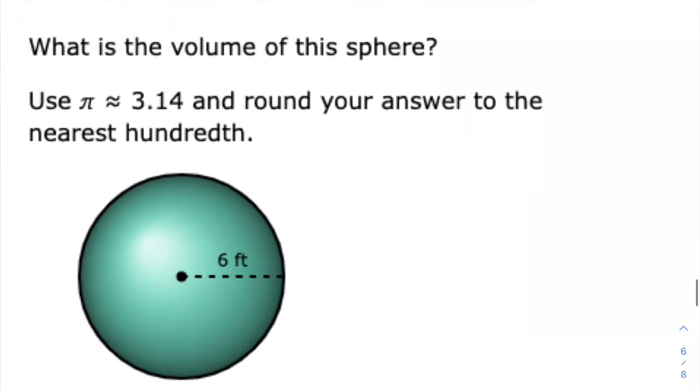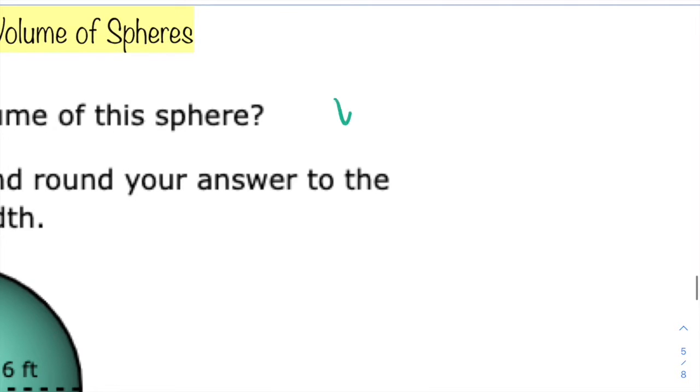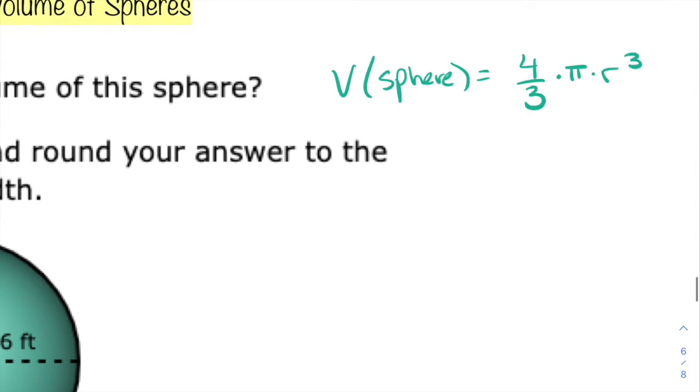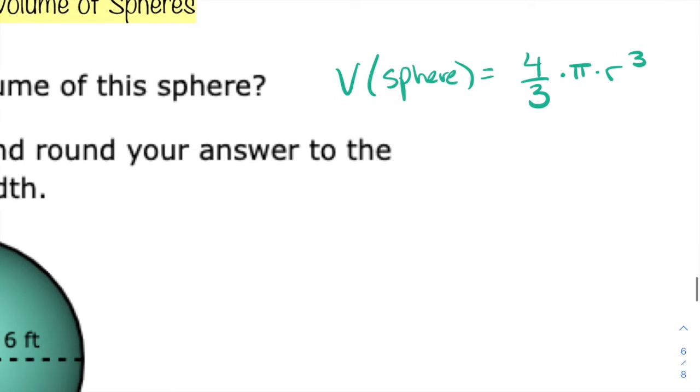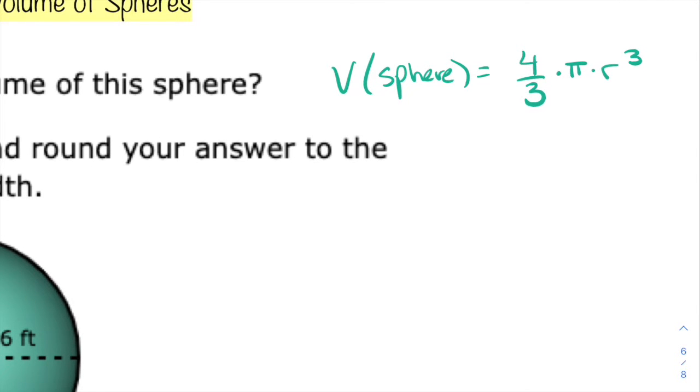The volume of a sphere, first off we need the formula, and the formula is volume of a sphere is equal to 4/3 pi r cubed. And this is all in the numerator, really. So you can multiply everything together and then divide by 3. So it's r times r times r times pi times 4 divided by 3.